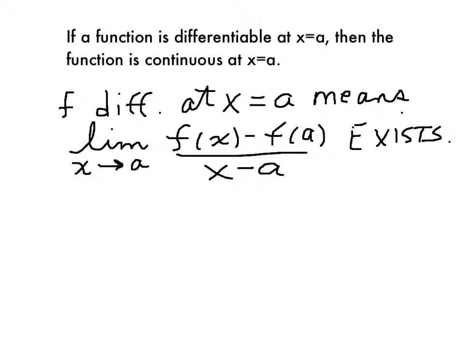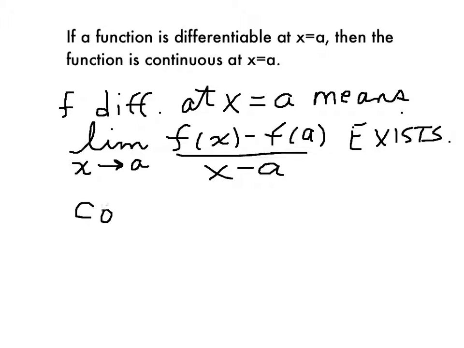And finally, and the most interesting one, is that a function is continuous at a point A if the limit as x approaches a of f of x equals f of a. Now notice, as x goes to a, the bottom goes to 0. And there's only one way that the limit of a quotient can exist if the bottom goes to 0, and that would be if the top goes to 0, which means f of x must go to f of a as a limit. So that's a quick little description of why it must be true that if a function is differentiable at a point, it must be continuous at that point.